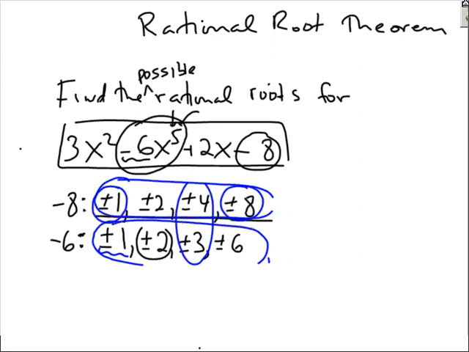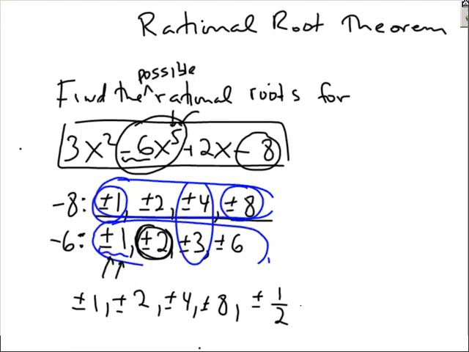Okay, so I'm going to divide every number on top by plus minus 1. So you just get the top numbers: plus minus 1, plus minus 2, plus minus 4, plus minus 8. Now I'm going to take every number on top and divide by 2. But I always get plus minus.